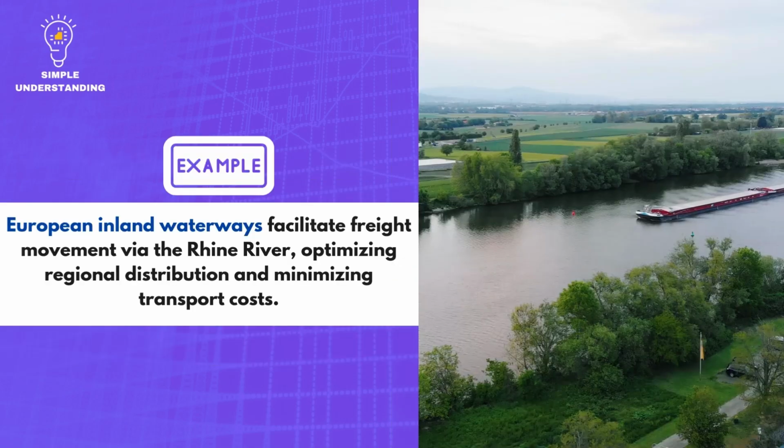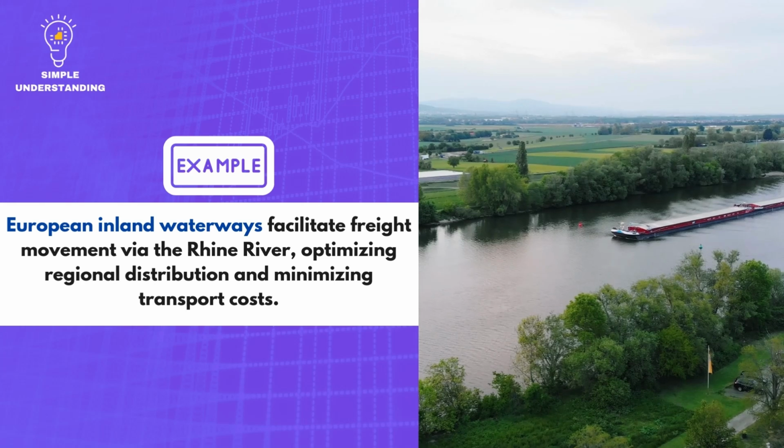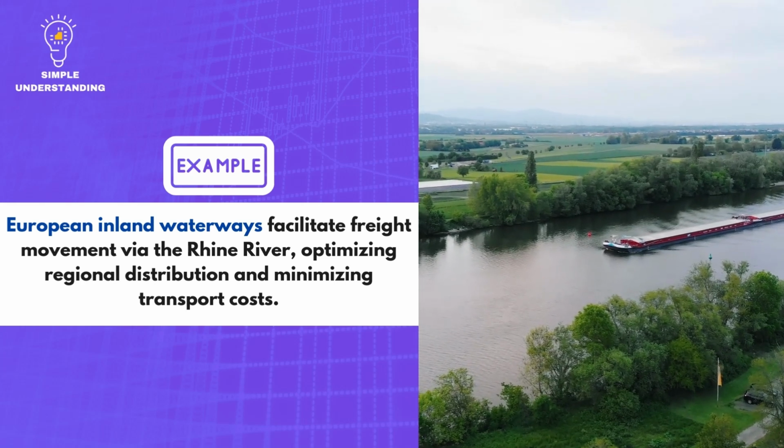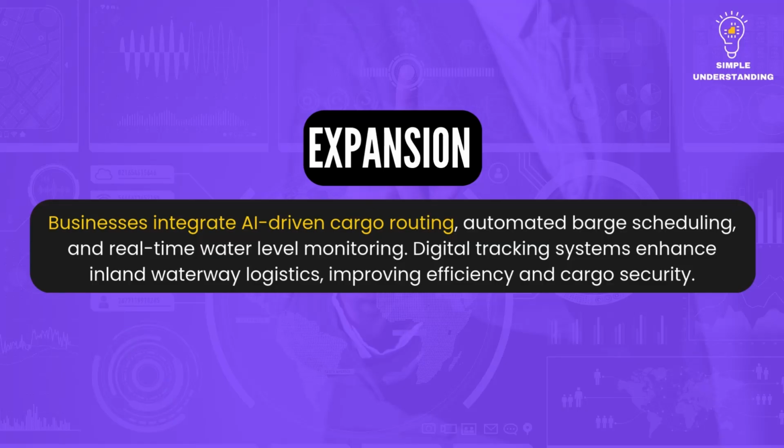Real company example: European inland waterways facilitate freight movement via the Rhine River, optimizing regional distribution and minimizing transport costs. Expansion: businesses integrate AI-driven cargo routing, automated barge scheduling, and real-time water level monitoring. Digital tracking systems enhance inland waterway logistics, improving efficiency and cargo security.